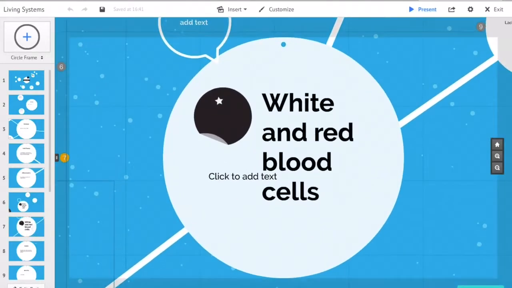All right, we have white and red blood cells, and we need to know the difference between these two. Red blood cells transport oxygen to your body's organs and tissues, while white blood cells help your body to fight off infections.